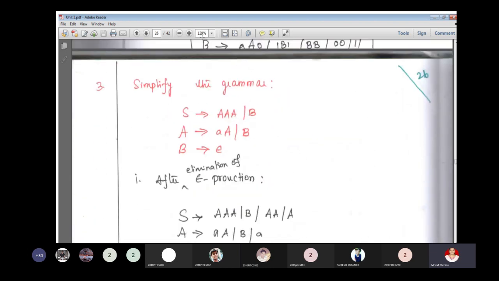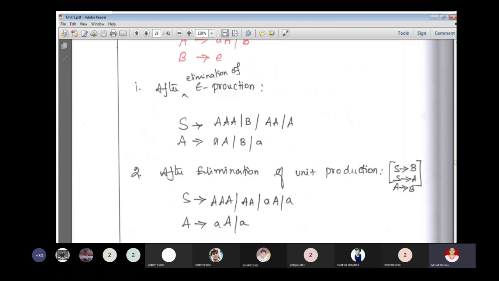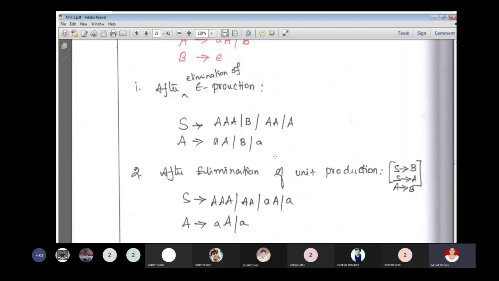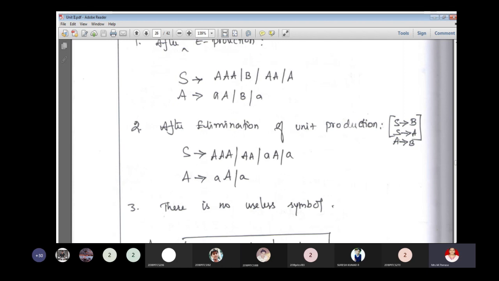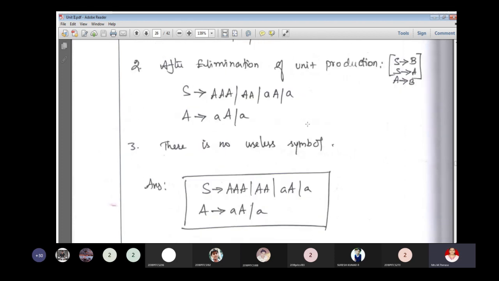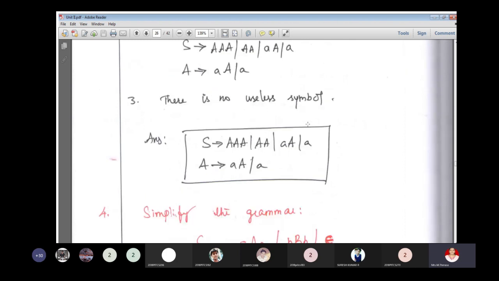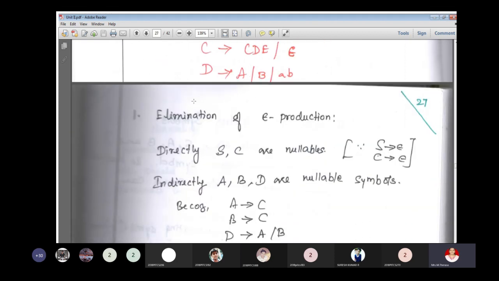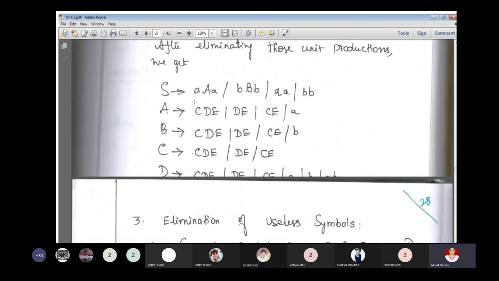And one more example. Simplify the grammar. S tends to AAA, A tends to AA or B, B tends to epsilon. So always the first step is to eliminate the epsilon production. So after eliminating the epsilon production, B tends to epsilon, you will be getting these. Then you have to eliminate the unit production. These are the unit productions you have got: S tends to A, A tends to B, and S tends to B. So you have to substitute the body of the unit productions. So at last, there is no useless symbol. Clear? So this is how you can simplify the given grammars.